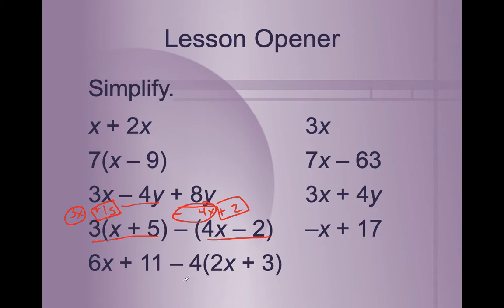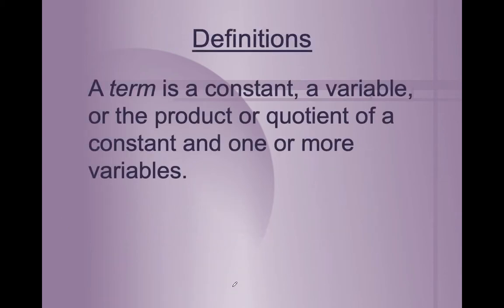6x plus 11, I need to distribute that negative 4. So I've got 6x plus 11 minus negative 4 times 2x is negative 8x. Negative 4 times positive 3 is negative 12. Like terms, 6x and negative 8x, positive 11, and negative 12. So my final answer is negative 2x minus 1.